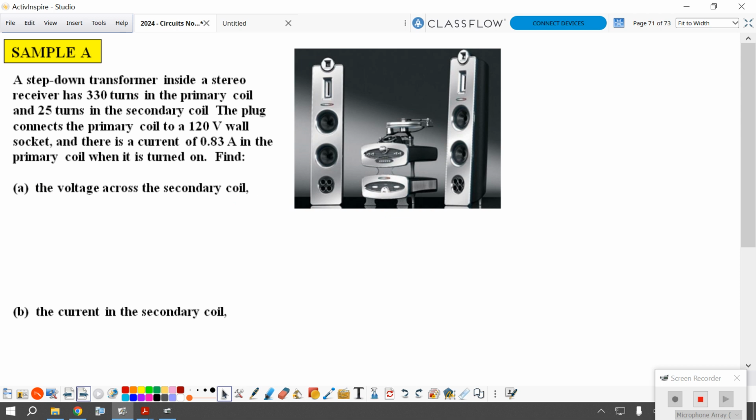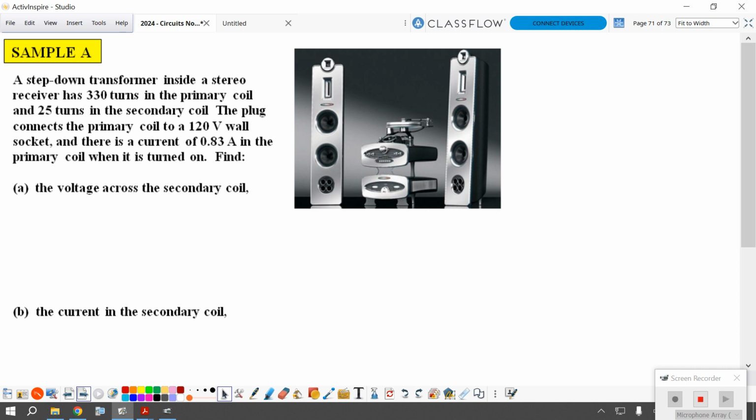Here's what we're going to do. On your practice problem set, let's make some space underneath number 5, leave some room, and we'll do sample problem A. A step-down transformer inside a stereo receiver has 330 turns in the primary and 25 in the secondary. The plug connects to the coil, which is a 120-volt wall socket, which means where is this located? In the United States of America, or some other place in North America close to that. And it has a current of 0.83 amps.